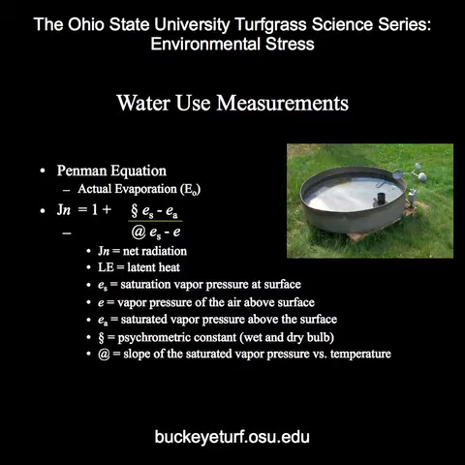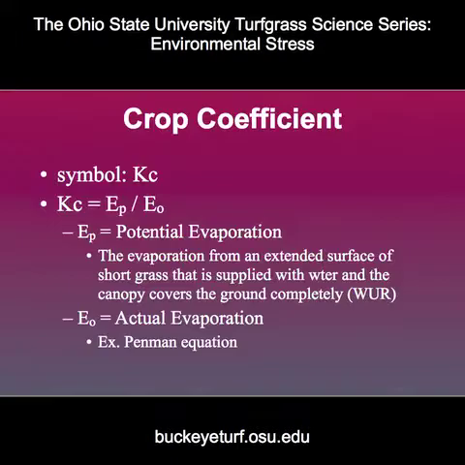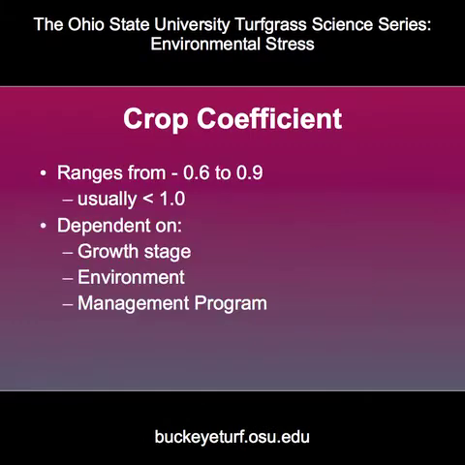Both the pan evaporation method and the Penman equation alone do not estimate water loss or ET from the turf. The evaporation data needs to be adjusted using a crop coefficient or Kc value. Crop coefficient uses the potential evaporation of the turf, or water use rate, and the actual evaporation calculated. The crop coefficient is normally less than 1 and ranges depending on the species and cultivar, and usually is from 0.6 to 0.9. The crop coefficient is influenced by the turf's growth stage, environmental conditions, and cultural management programs.